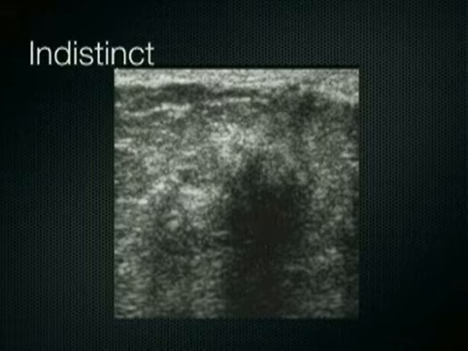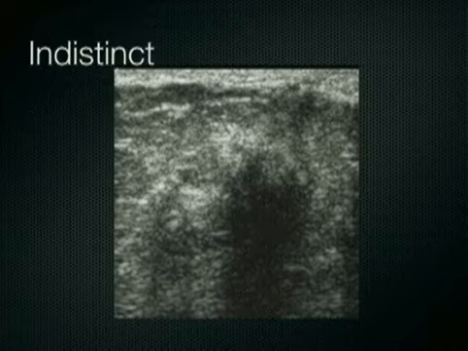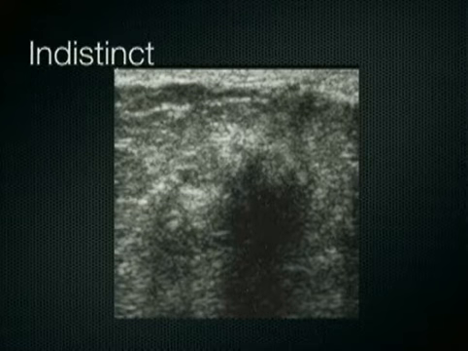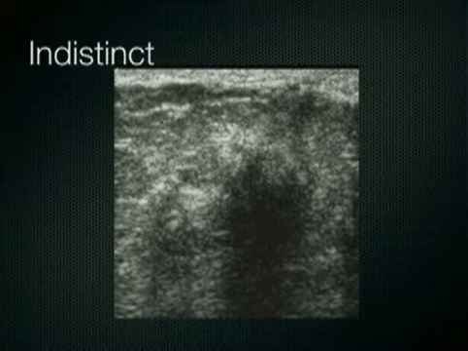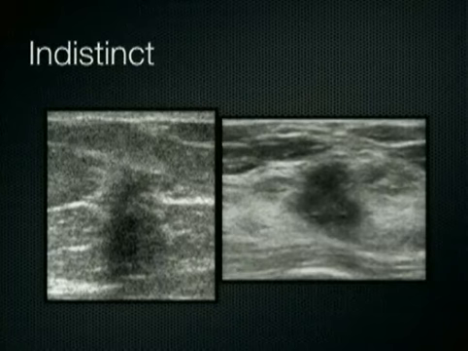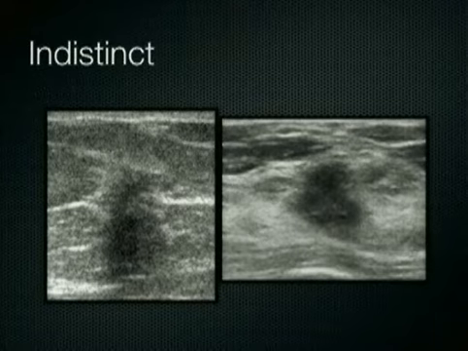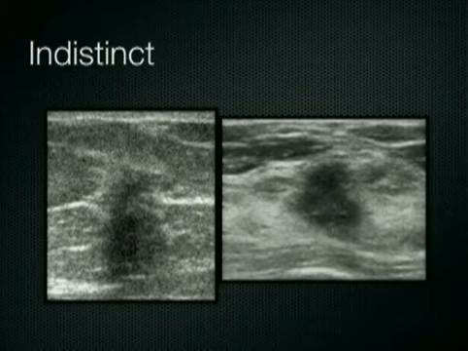In this example, an irregular hypoechoic mass, which is not parallel, is seen. However, the delineation of the mass from the surrounding normal breast tissue is extremely difficult to define and is indistinct. Here are additional examples of lesions with indistinct margins. Each of these represents an invasive cancer.